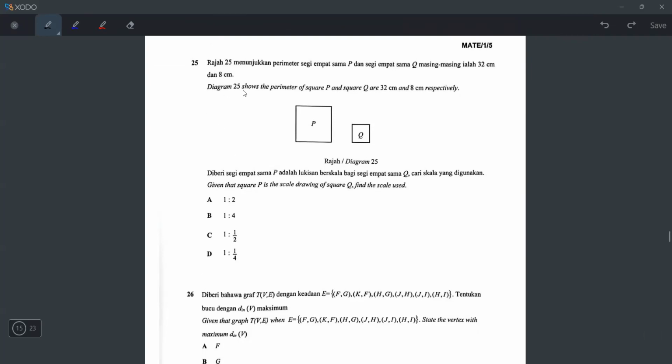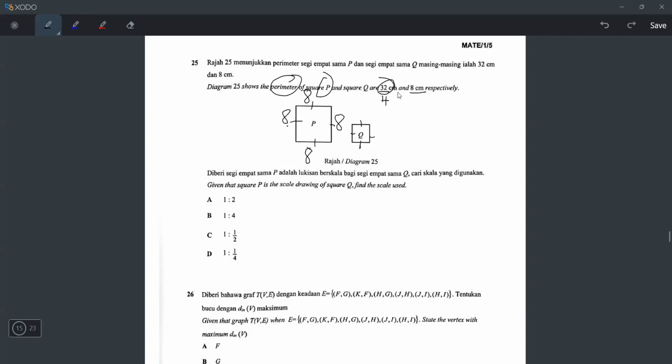So let's go. Diagram 35 shows the perimeter of square P and square Q are 32 and 8. So perimeter of square P is 32. Because perimeter means all these sides add together, right? And they already say it's square, means these are all sama panjang. So if the perimeter of the square is 32, this number plus this number plus this number plus this number is 32. So you just take 32 divide 4, and then you will get 8, 8, 8, 8.